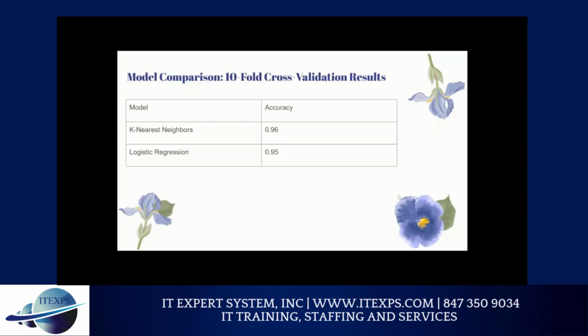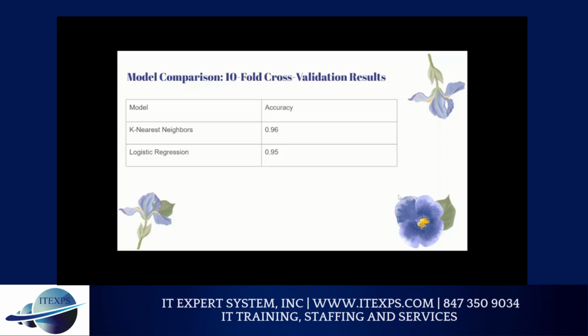So I think most people understand accuracy. You don't need a degree to understand that. The higher the accuracy, typically the better the model is. So we can see here both are performing pretty well. The k-nearest neighbors is 0.96 or 96% accuracy. Logistic regression is 0.95 or 95% accuracy.